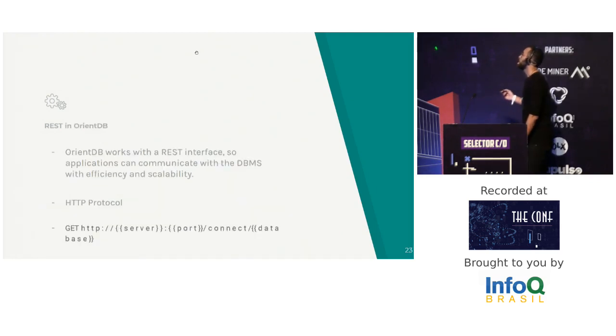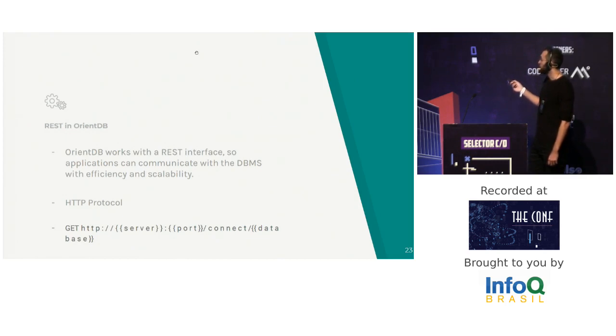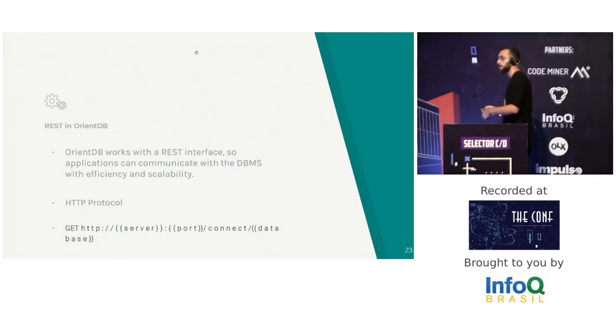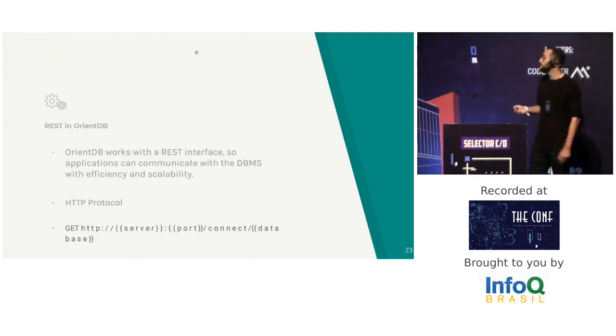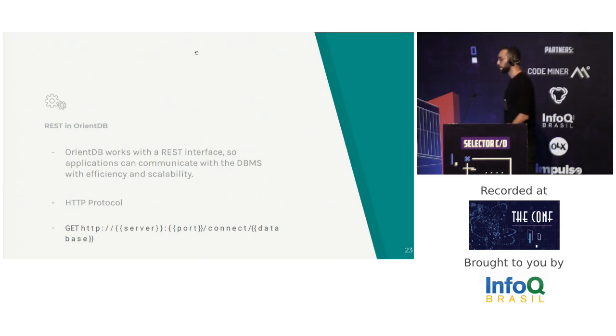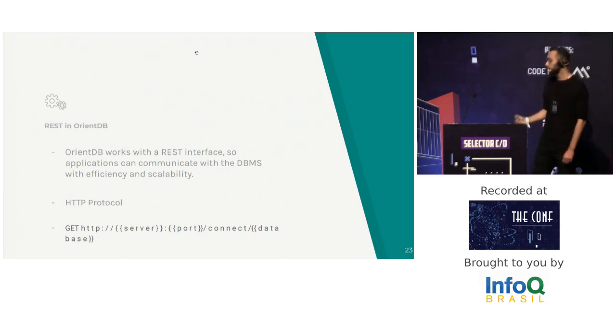So an example here, if you want to connect your system or whatever with OrientDB, you just have to execute a GET action and specify the server, the port, and the name of the database. And after that, you specify your email or your user account, your password, and you are connected to the database. So this is important because I wanted to communicate my system with the database, and OrientDB works with a REST interface. So it's important to understand what REST means.